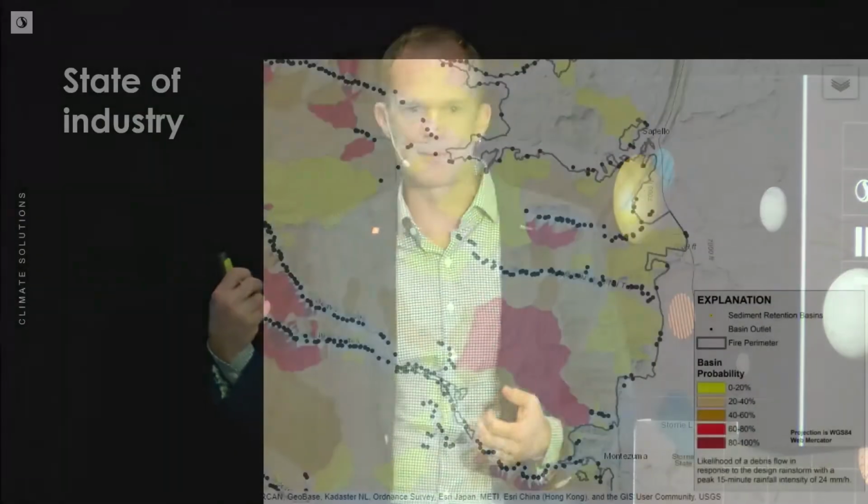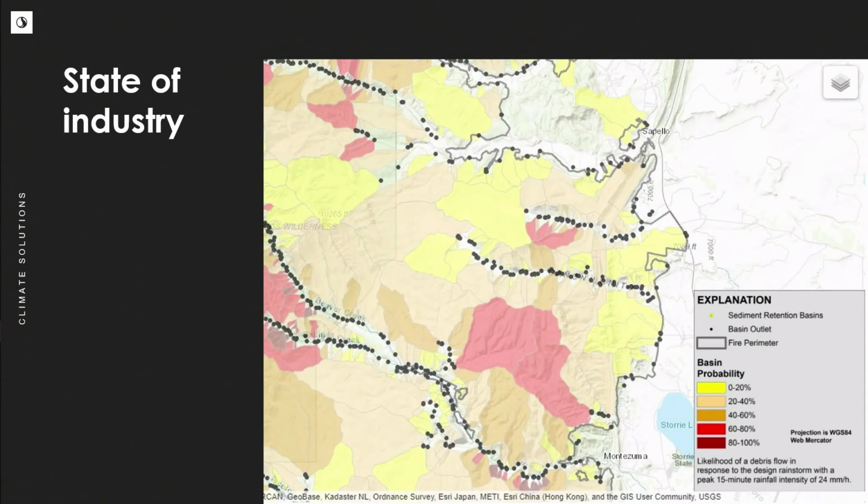Well, the good news is where they're going to occur, we have a really good understanding of. So this map shows the USGS post-wildfire debris flow potential. Now, that's pretty specific. And they're saying that these, by colors, red being the worst, this is the likelihood that you're going to have a debris flow in your watershed if you get a storm of 24 millimeters in 15 minutes in Colorado. And by the way, in Colorado, that happens every year.